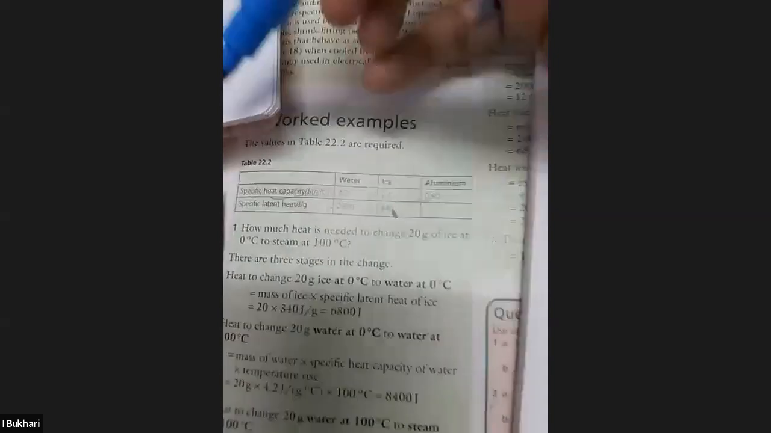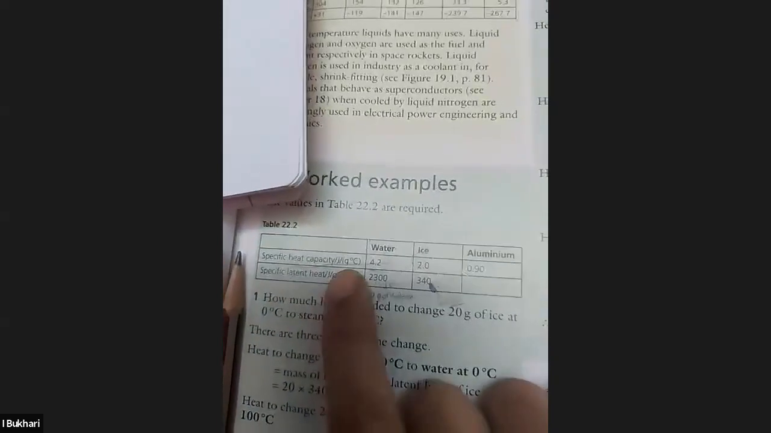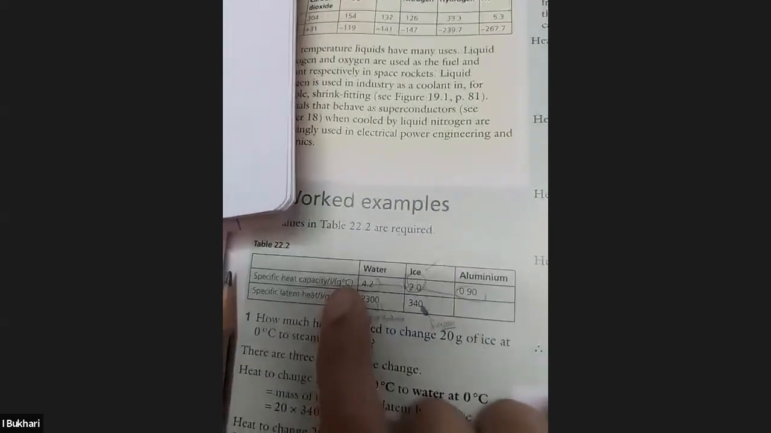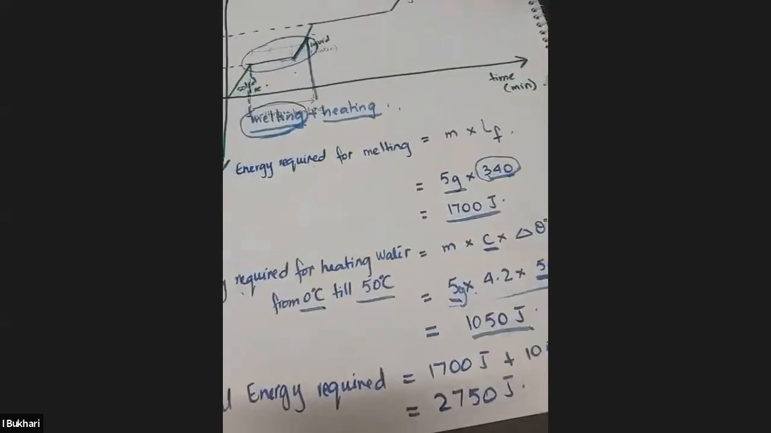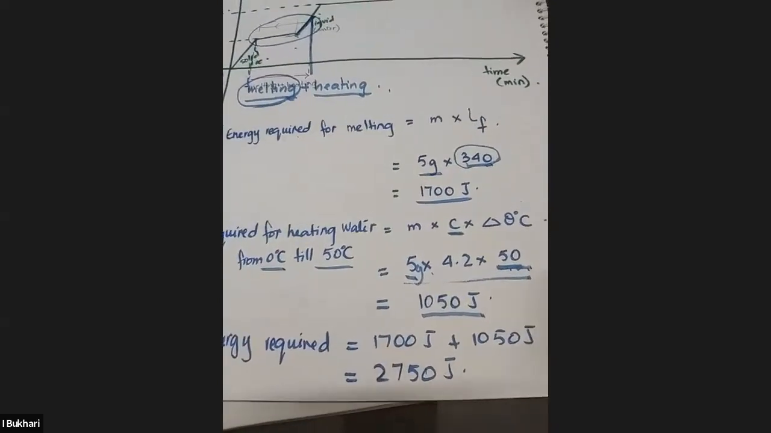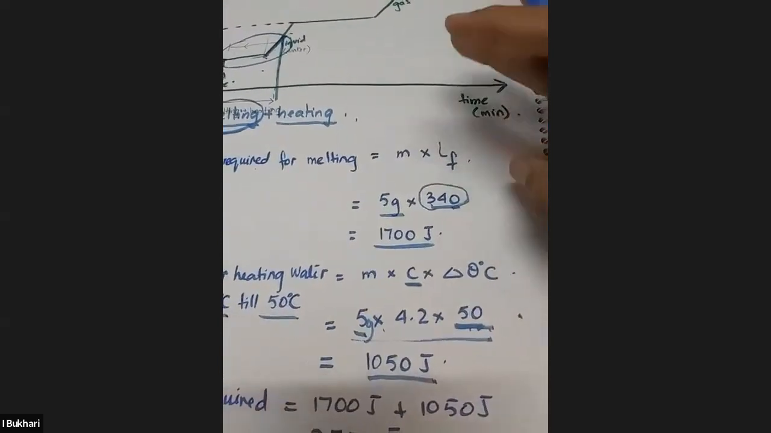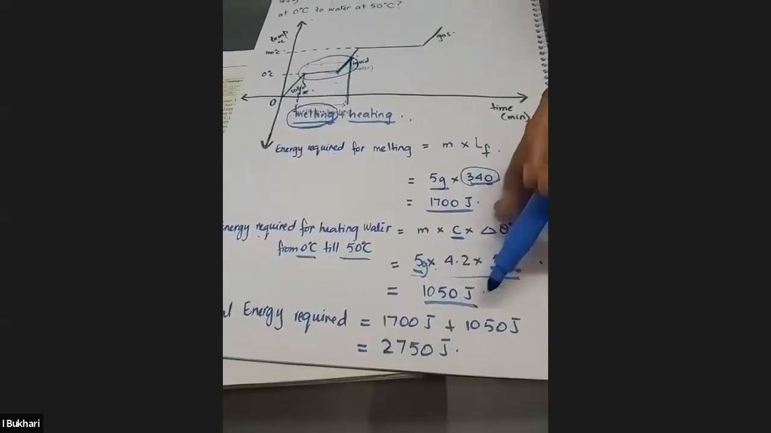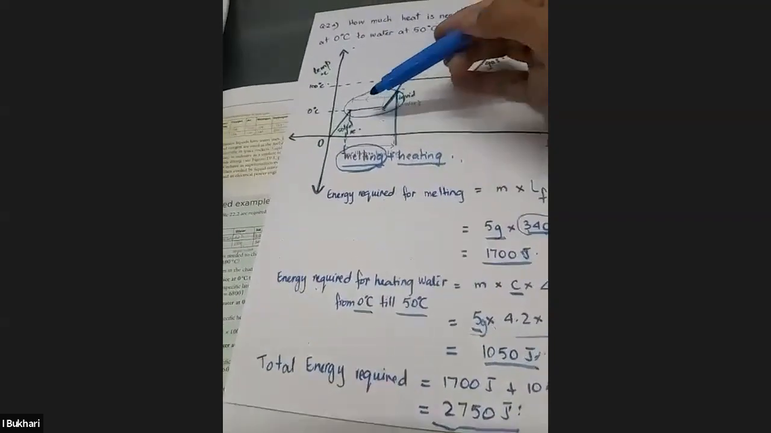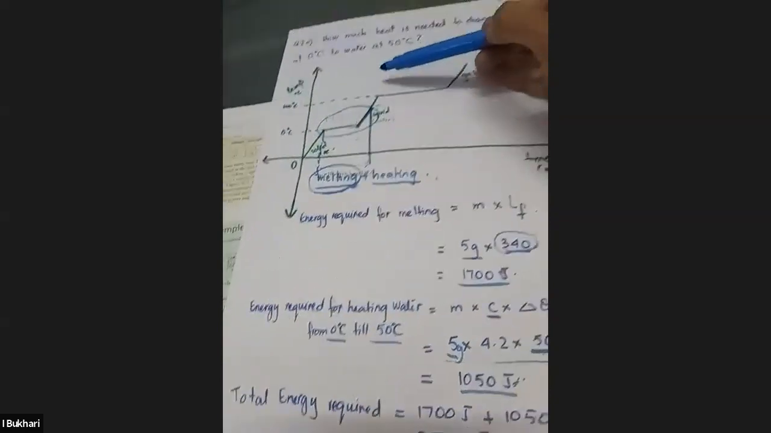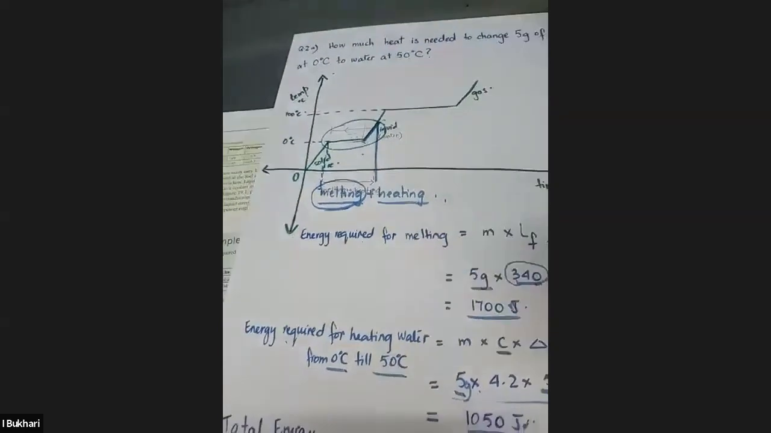Okay? And also pay attention to the units. The units should be compatible with the units in the question. If, for example, they have given you this particular table which talks in joules, grams, and degrees Celsius, and in the question they've given you kilograms or kilojoules, then you need to divide by 1000 to get into grams. I mean, you'll have to convert the units. Okay, then you add the two quantities and you will get the total energy required to heat 5 grams of ice from 0 to 50 degrees Celsius. Okay, that was question number 2, part A.